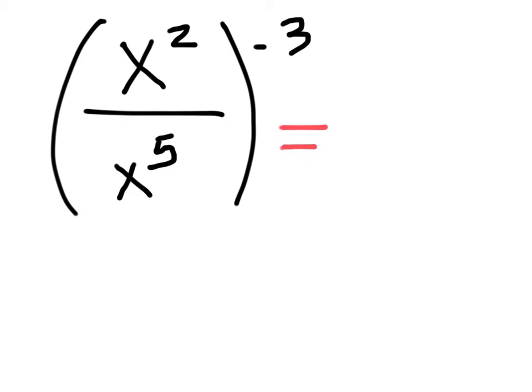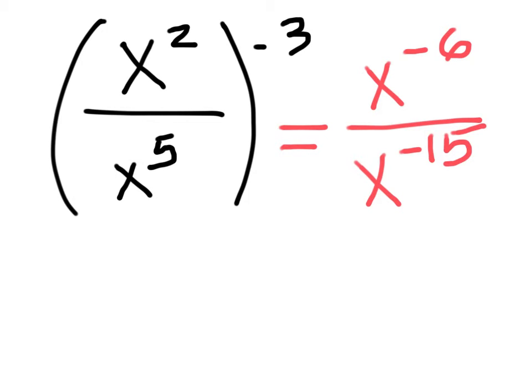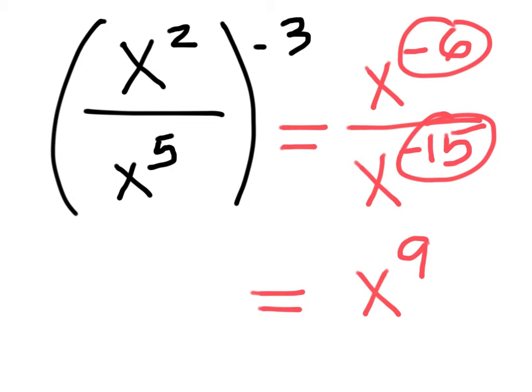What's the answer to this one? And you can just give me the first step if you want to. X to the negative 6th over x to the negative 15th. Yes, we will go with that. Now, once we do that, can somebody tell me what the simplified answer would be? Salisbury. X to the 9th is right. Negative 6 minus a negative 15 would be a positive 9.